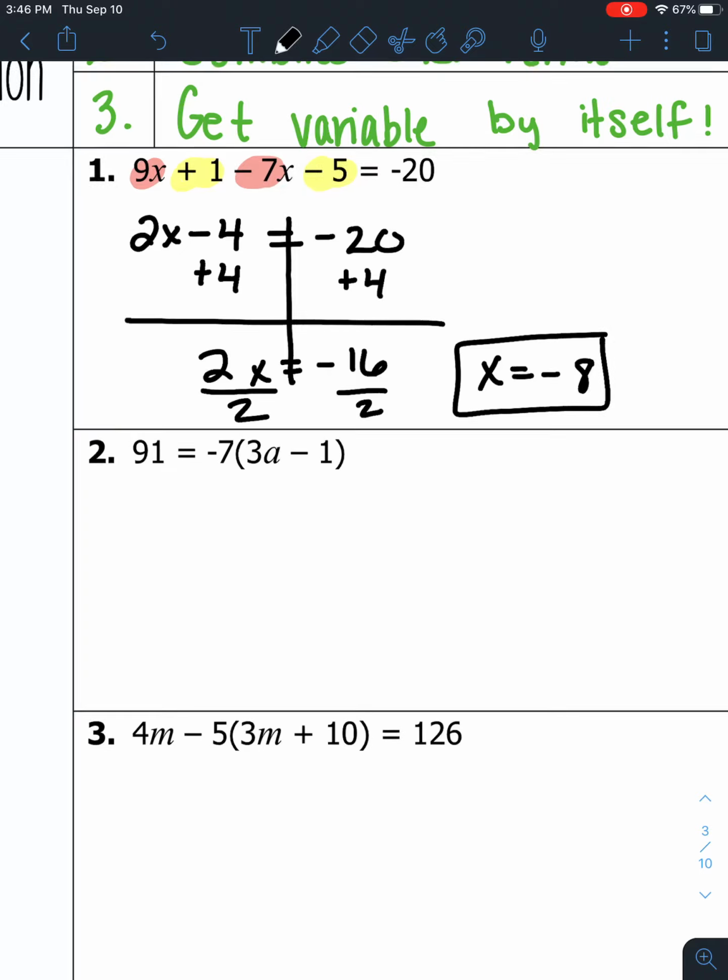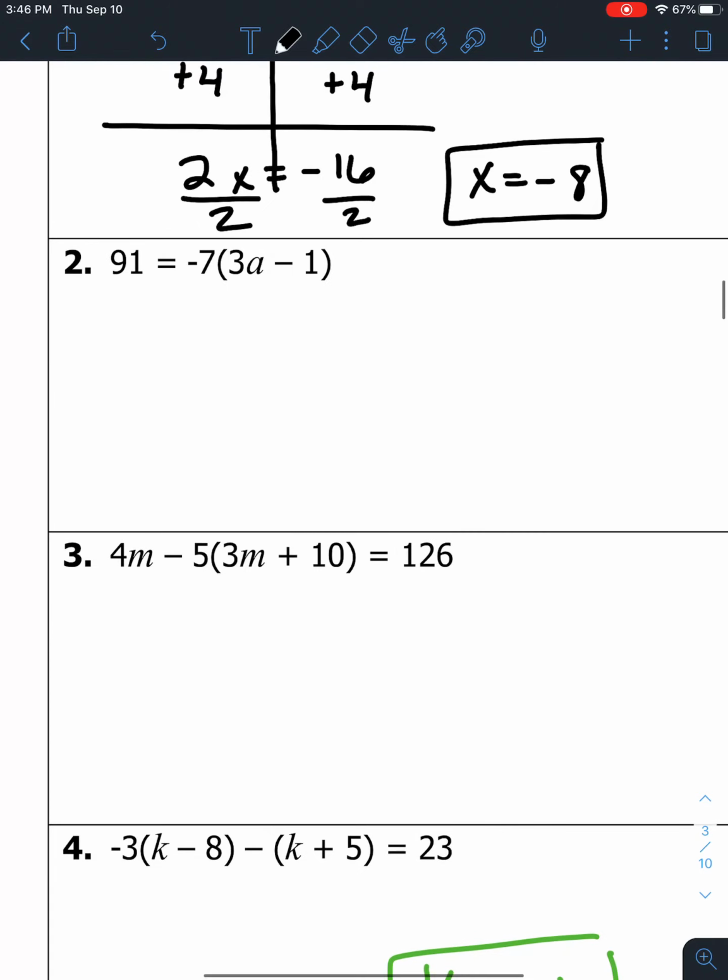Alrighty, let's talk about the second one here. Here we have something that we actually have to distribute. There's a negative 7 on the outside that I have to multiply to everybody on the inside. I'm going to keep my 91 the same. Negative 7 times 3a is negative 21a. Negative 7 times negative 1 is positive 7.